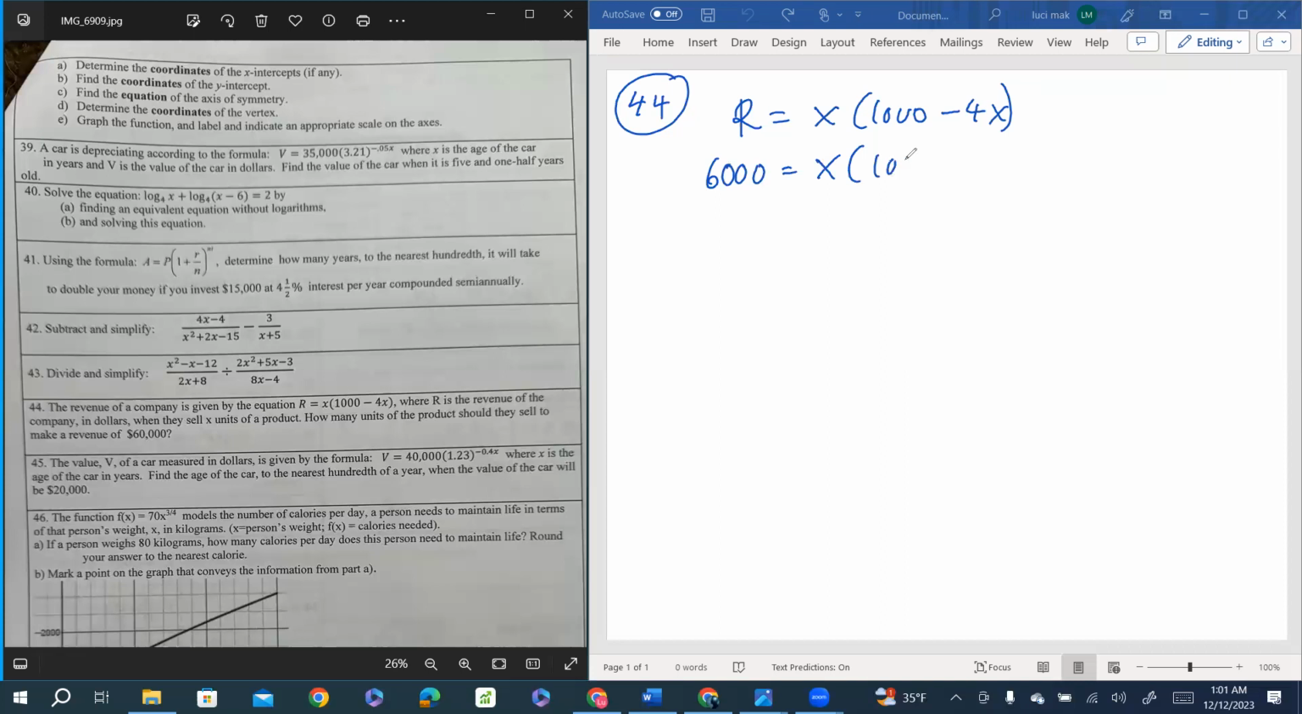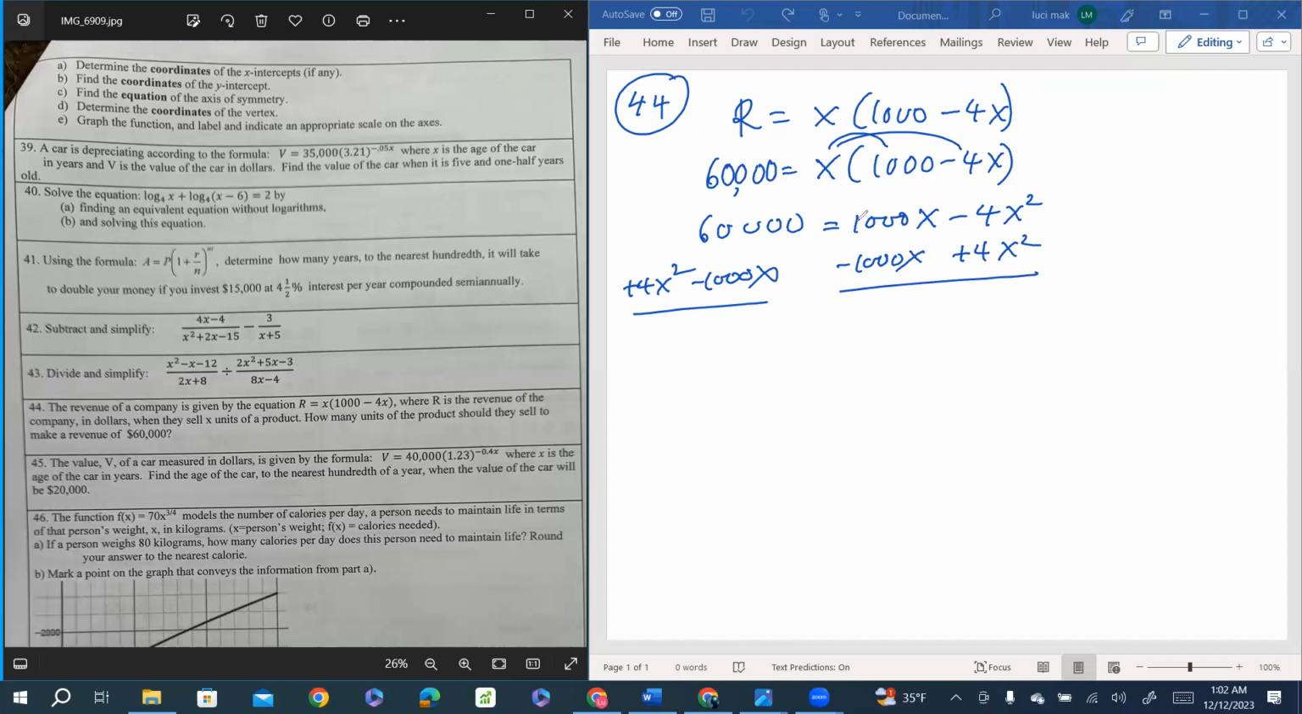So we want to find what x is. Let's distribute the x. So we get 60,000 revenue equals 1,000x minus 4x squared. We would like to have x squared positive, so let's move everything to the right side. I'm going to add 4x squared on both sides, and also subtract 1,000x. This cancels, this cancels. So we get 4x squared minus 1,000x plus 60,000 equals 0.